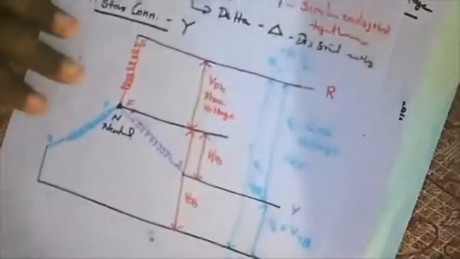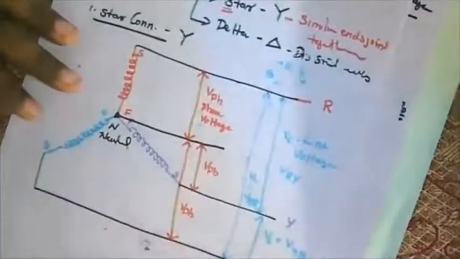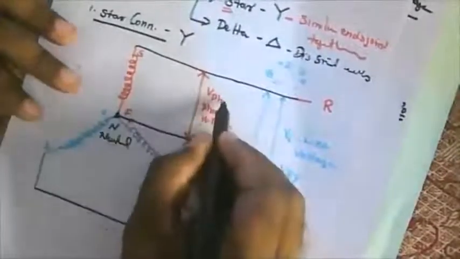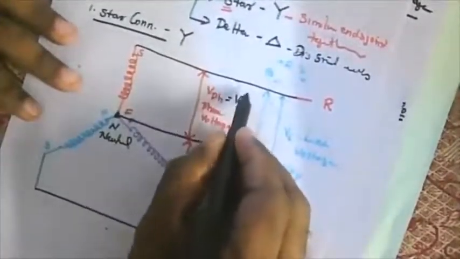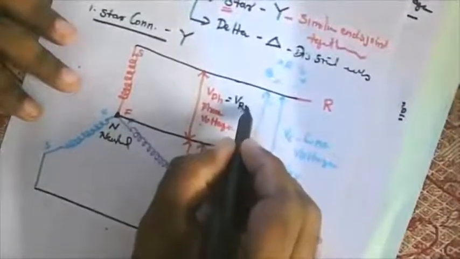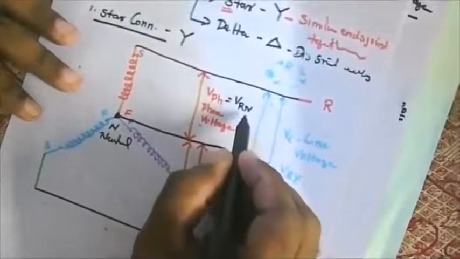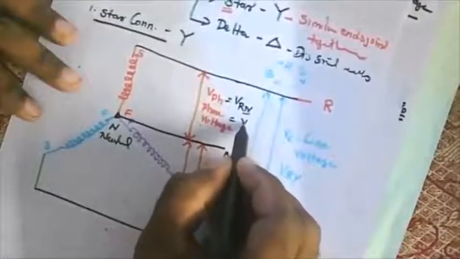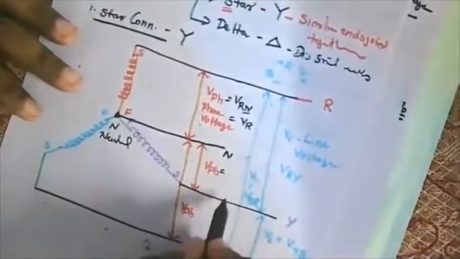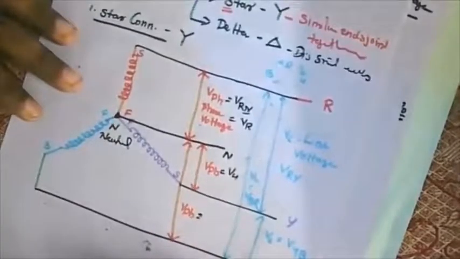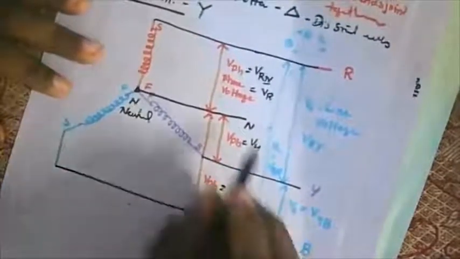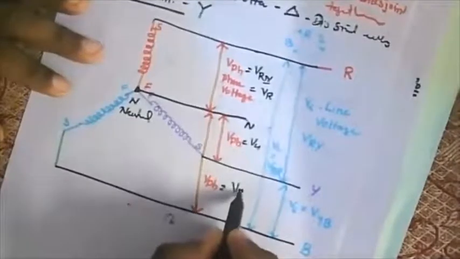Similarly, phase voltage. This is your N, I believe. So what will be this one? V between R and N. VRN. And then neutral we will eliminate, and we will write VR. What will be this one? Between Y and N? VY. What will be this one? This is between B and N. So VB.